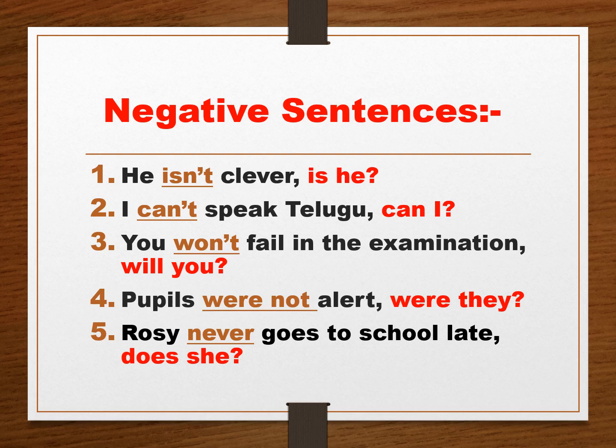The last example. Rosie never goes to school late. So never, the word never has made the sentence negative. Then if you observe here the auxiliary verb, the main verb, it's goes. So we'll take the help of this main verb and split it into does plus go. So we'll get the auxiliary verb does and we'll change that into a positive tag, that is does she. So I hope you're now clear with the adding of tags to negative sentences.